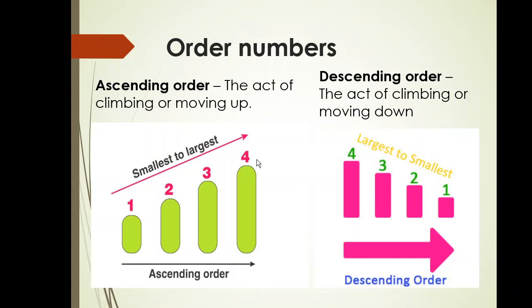Ascending order, we start from the smallest to the largest, while descending order, we start with the largest to the smallest. Ascending order, we start with 1 until 4, while in descending order, we start with 4 until we reach 1. 4, 3, 2, 1.